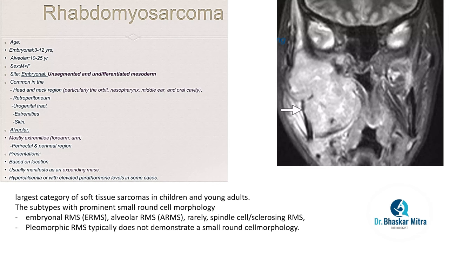Next, if we find any myogenic differentiation among the cells, here comes the most important small round cell tumor, the rhabdomyosarcoma. It is a large category of soft tissue sarcomas of children and young adults having a small round cell morphology. There are the following types of rhabdomyosarcoma: embryonal, alveolar, and rarely spindle cell or sclerosing rhabdomyosarcoma. There may also be pleomorphic rhabdomyosarcoma.